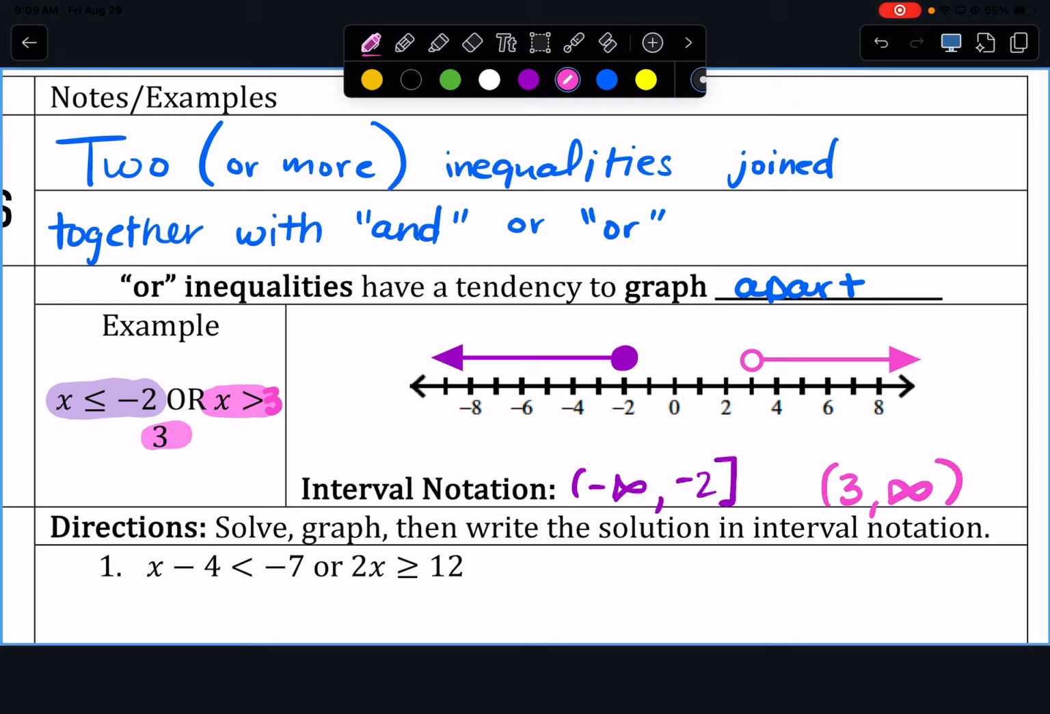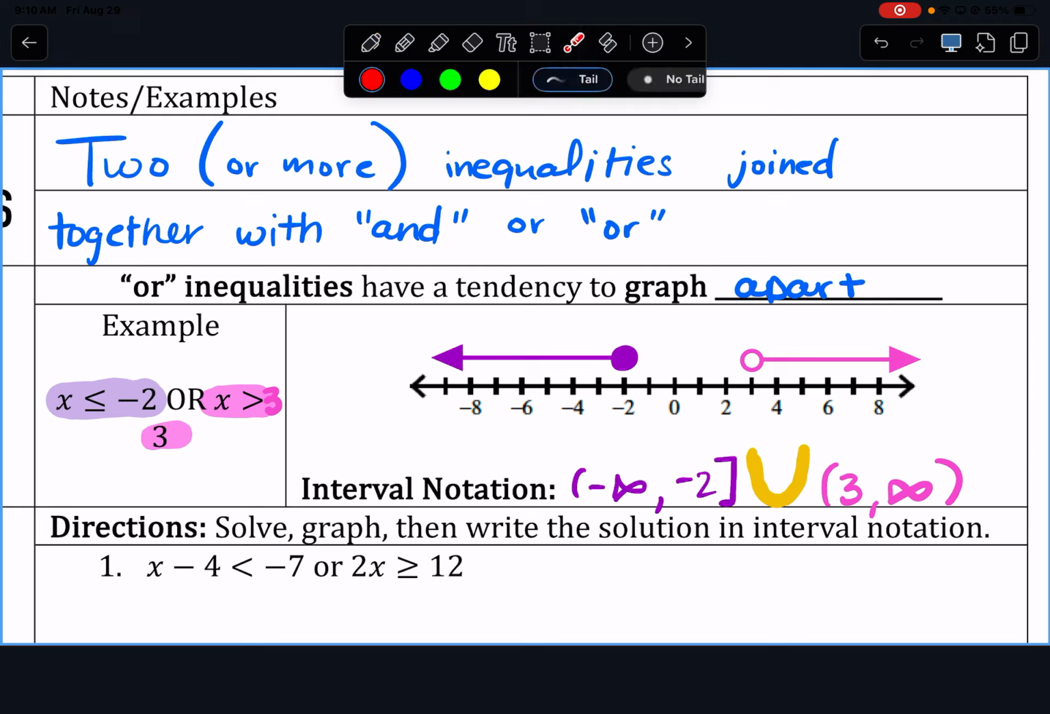There we go. The reason it says they graph apart is because both ends of that graph go in separate directions. They are going apart, each end. Now, in order to join together our interval notation, we are going to use a union, which is just a math symbol we use in the place of "or." The solution can be on one side or the other, but it can't be in the middle, essentially.